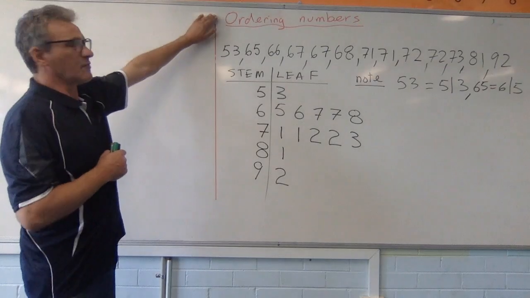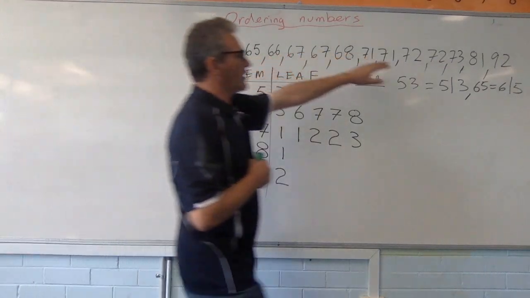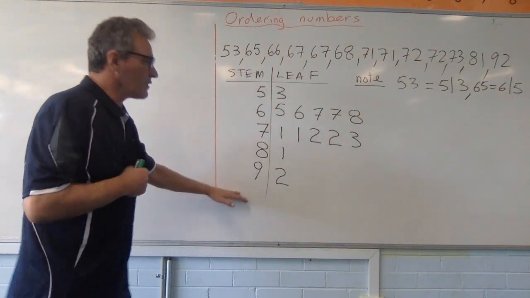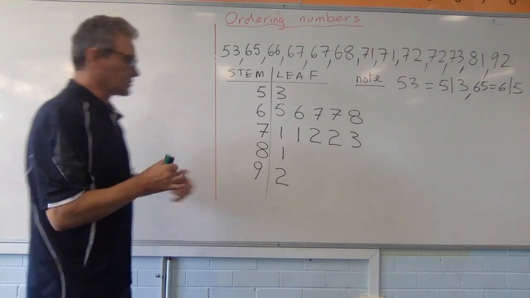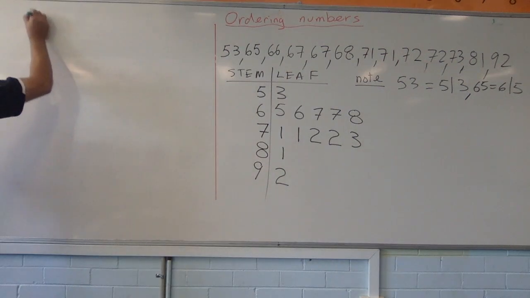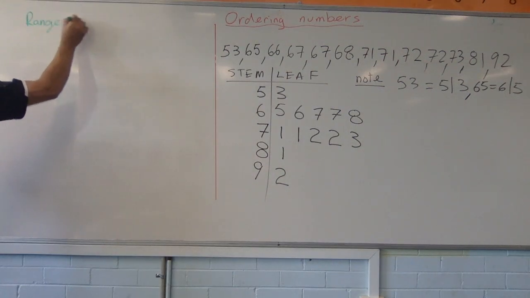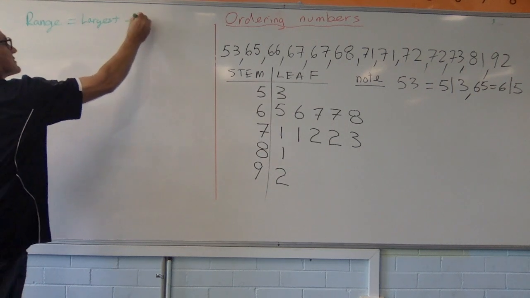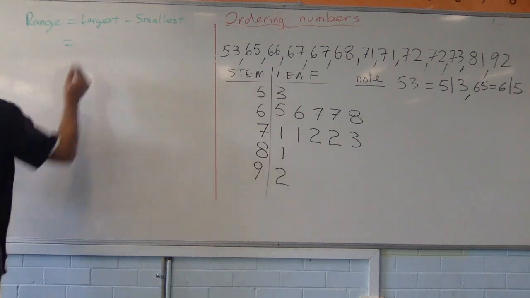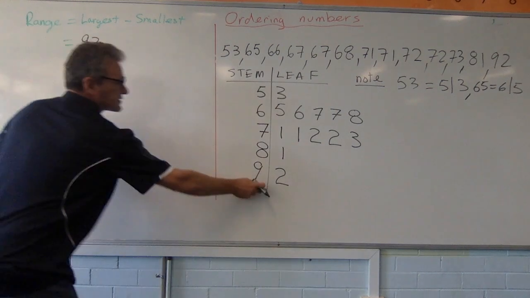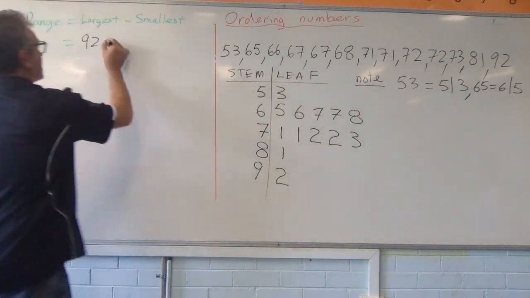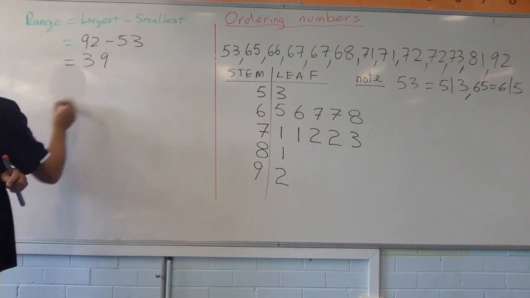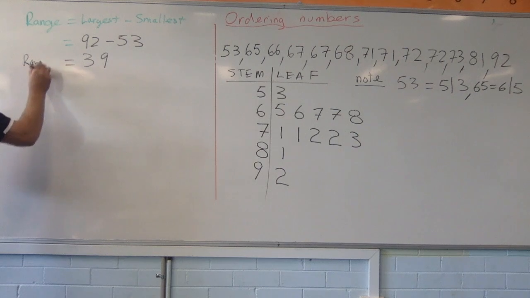Okay, so we've ordered the numbers. We've got 53 all the way through to 92. We've written the stem and the leaf down. Now we're going to use this data to find some information. The range. Let's do something simple. Range equals largest minus smallest. Let's write it down, 92. The smallest number is 53. So the range is 39. Alright, we found the range.